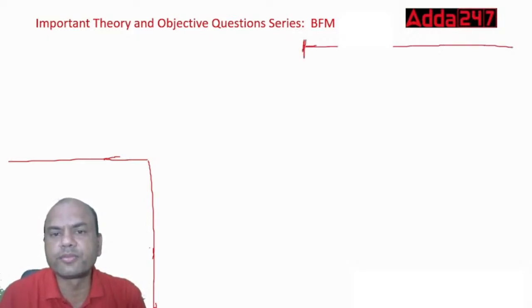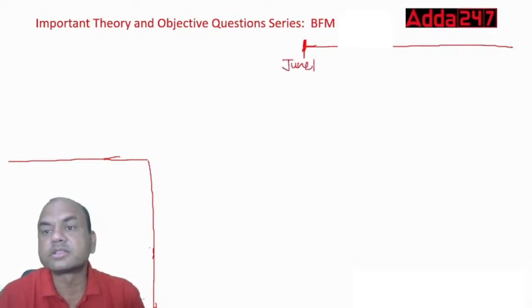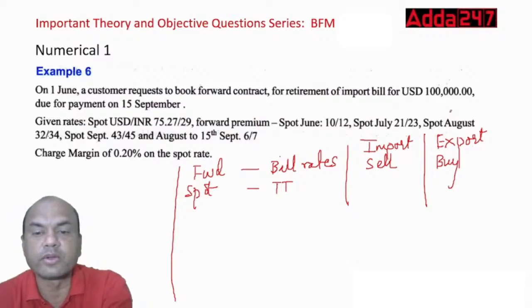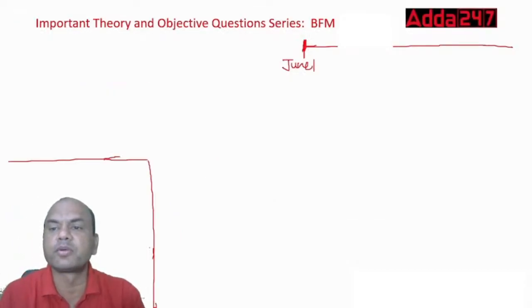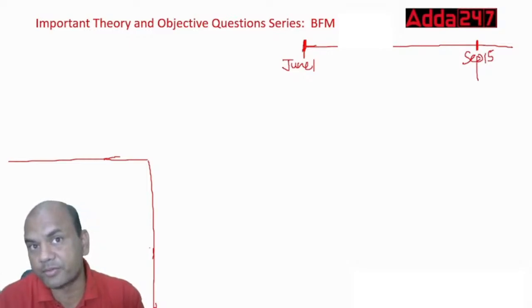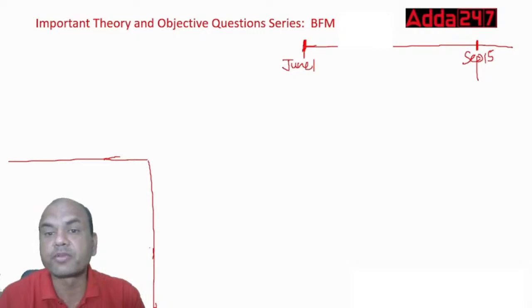So this is June 1. Now the customer has come to you for booking the contract for what? September 15th, isn't it? Look at the date. September 15th is the due date, so you'll have to mark this September 15th over here. This customer will have to pay to his seller on September 15th. He is booking the contract today. So I'll have to book for this gap. This is known as a forward transaction.